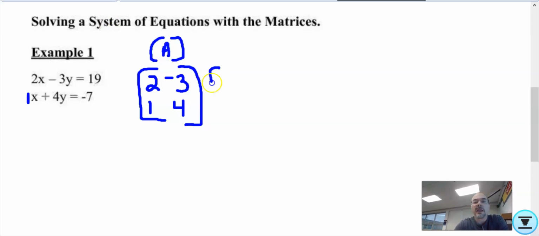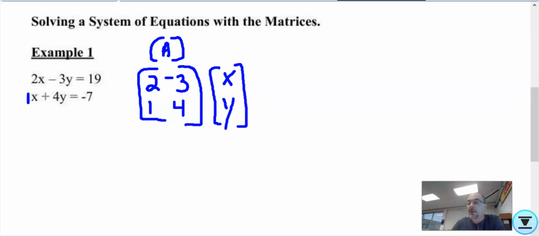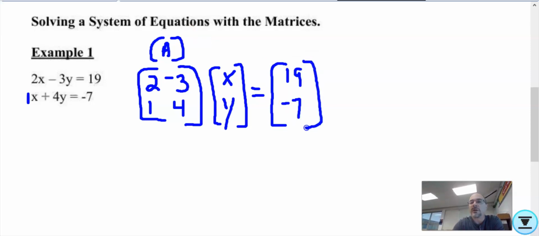Then I want you to make another matrix with the two variables x, y. Now we're not going to give that one a name because we're not going to be able to type that into the calculator. We're going to put an equal sign, and then make another matrix with the 19 and the -7. We're going to call that matrix B. Now, everything else is the calculator.